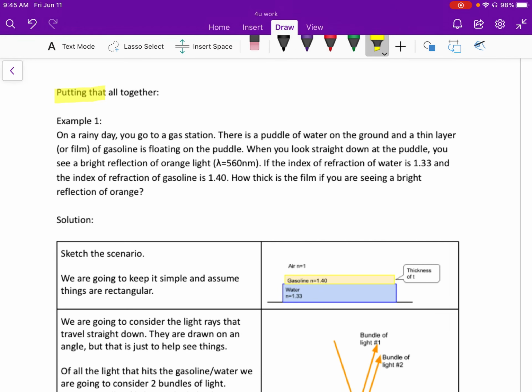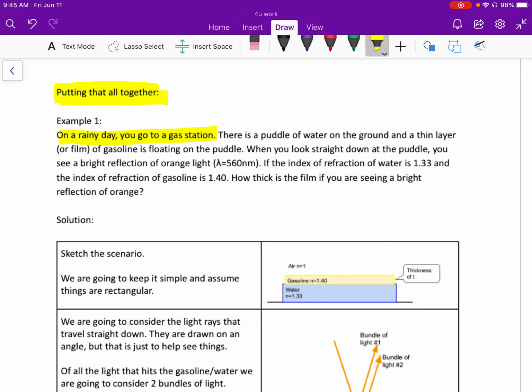Okay, now we're going to put it all together. Those three things that we reviewed are going to show up as we figure out how to analyze something called thin film interference. Instead of just talking kind of arbitrarily about it, I'm going to make up a scenario and make up actual numbers and talk you through how it works. So maybe this has happened to you before.